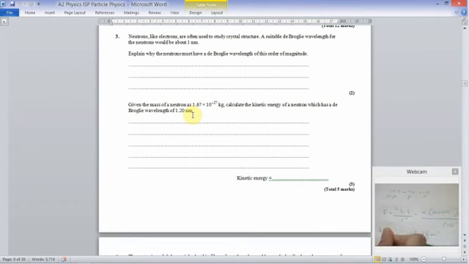So v is therefore going to be equal to Planck's constant divided by mass times de Broglie wavelength. Then you take that velocity and put it into your half mv squared equation to figure out your kinetic energy. The mass, remember, is the same as the mass from before. Okay.